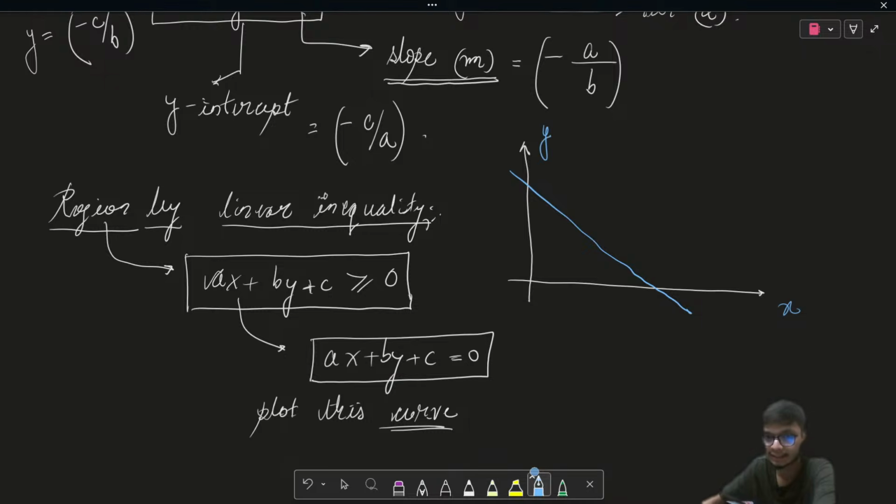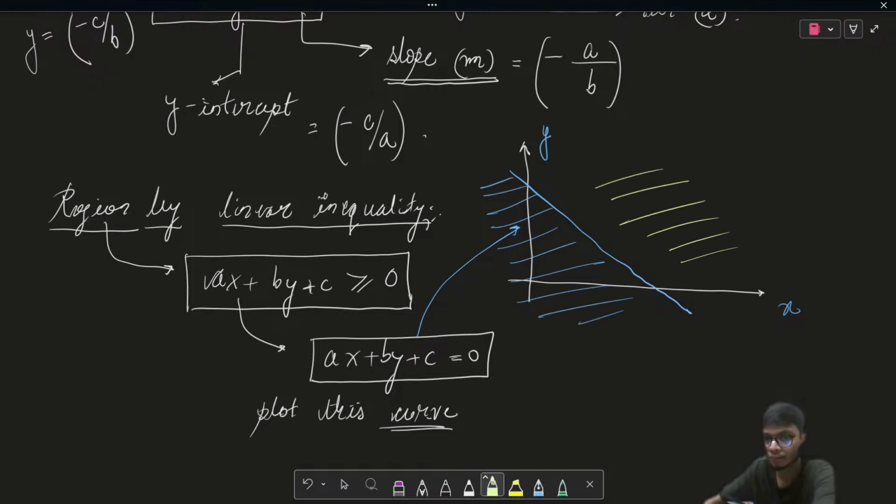This is the x and y axis. This is a straight line like this, right? So this is my equation of this straight line. Now, in order to decide which part of the region is going to satisfy, whether this part or this part is going to satisfy, when I draw a straight line, I am basically dividing the region into two parts.